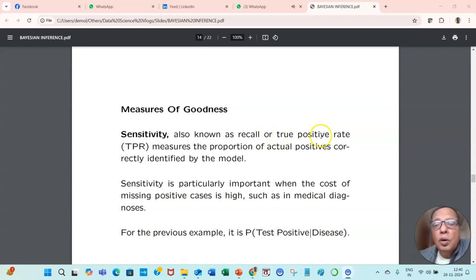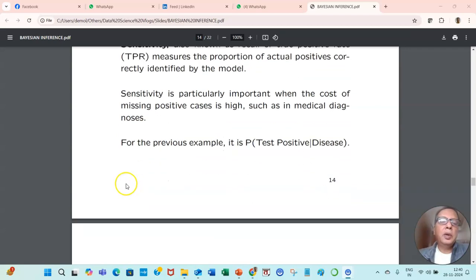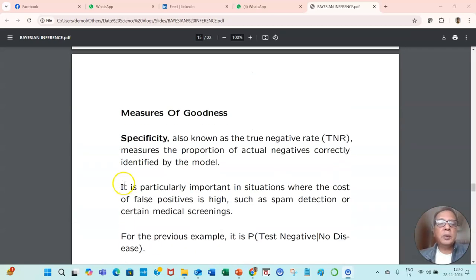Sensitivity, also known as recall or true positive rate, measures the proportion of actual positives correctly identified by the model. Sensitivity is particularly important when the cost of missing positive cases is high, such as medical diagnosis. For the previous example, it is the probability that the test is positive. So this is sensitivity or recall or true positive rate, which is a measure of goodness of my prediction. And these types of things happen because the data is imbalanced. The probability of having the disease is very, very low, 0.01. So because of imbalance of data, this paradoxical situation comes up.